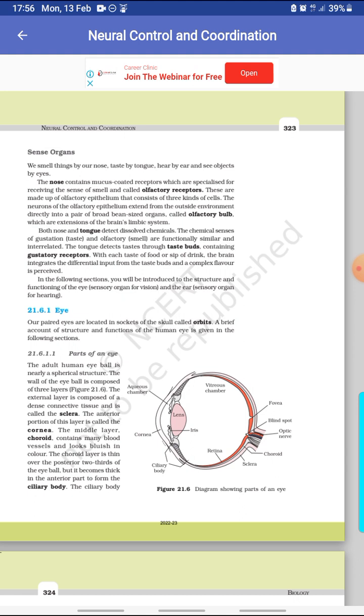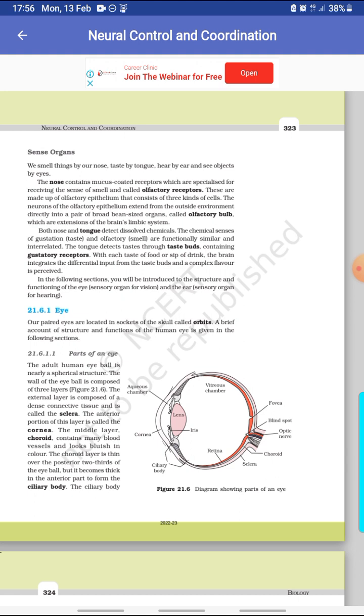Both nose and tongue detect dissolved chemicals. The chemical senses of gustation, taste, and olfaction, or smell, are functionally similar and interrelated. The tongue detects taste through taste buds containing gustatory receptors. With each taste of food or sip of drink, the brain integrates the differential input from the taste buds and a complex flavor is perceived.